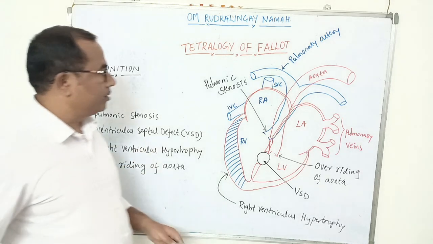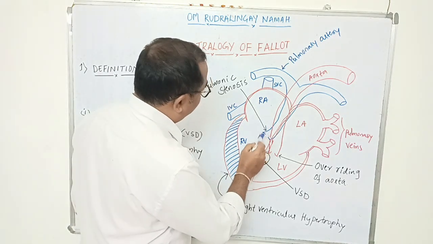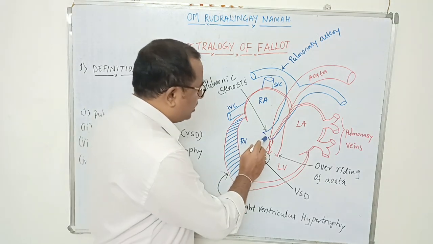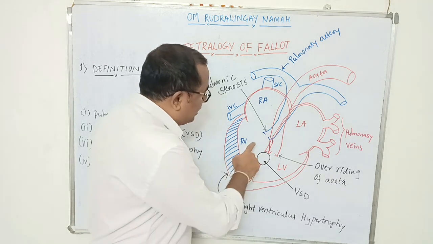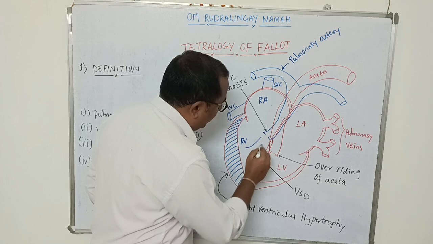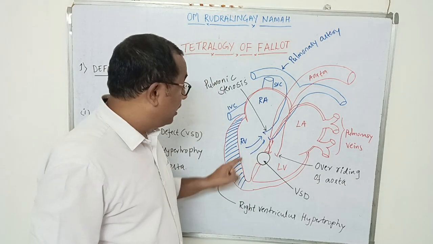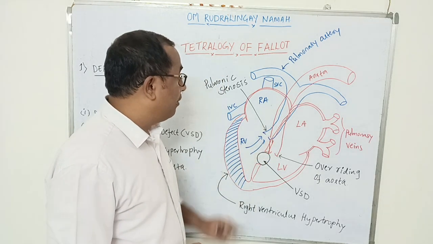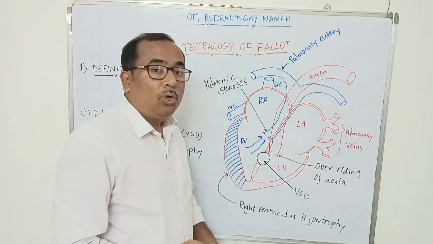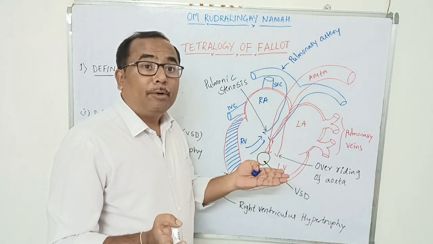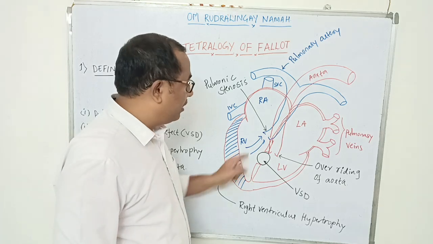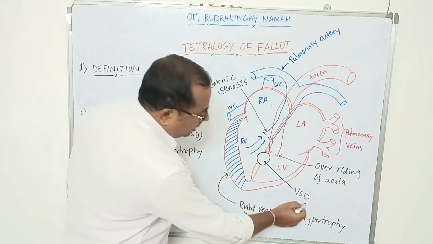First, what is pulmonary stenosis? Pulmonary stenosis is nothing but a narrowing of the pulmonary artery. What happens here? It is an obstruction in the flow of blood from the right ventricle into the pulmonary artery, due to inability of the pulmonic valve leaflets to open completely. When they are unable to open completely, there is obstruction in the flow of blood from the right ventricle into the pulmonary artery.